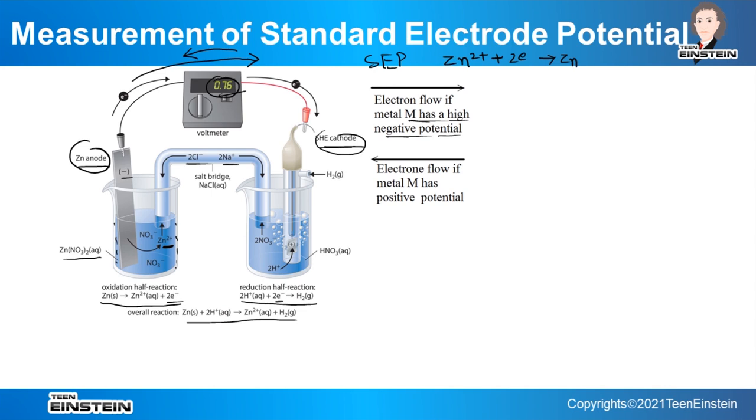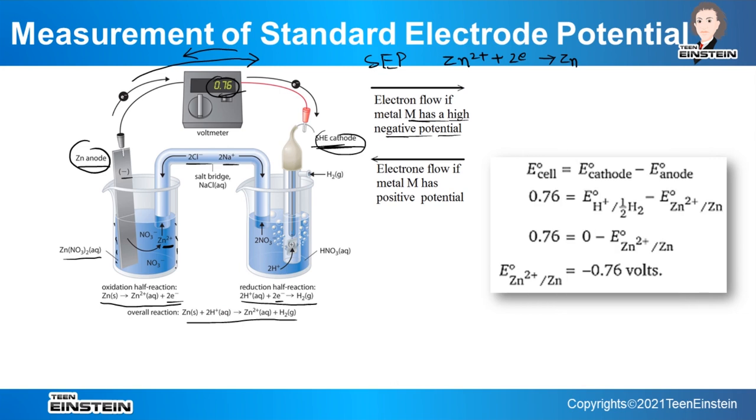Now you can see it in the voltmeter; this value will appear on the screen. And you also know the potential for the SHE system, which is 0 by IUPAC convention. So from these two values, we can calculate the standard reduction potential of zinc. E0 cell is 0.76, which is clear from this voltmeter, that will appear on the screen.